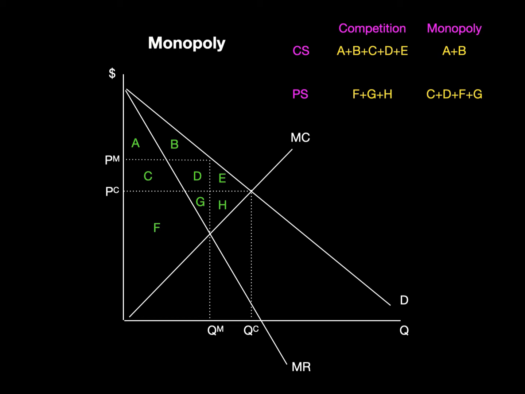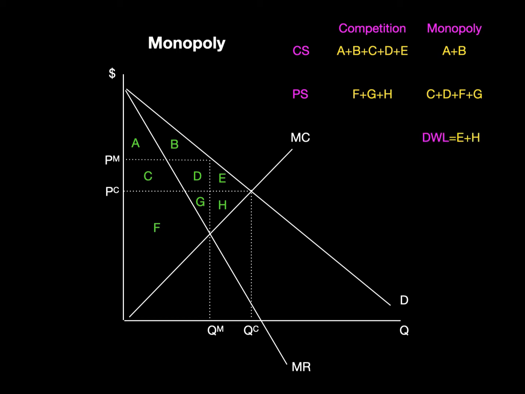When the single price monopolist maximizes profit, it produces less output and charges a higher price. Compared to the outcome in the competitive market, the monopolist transfers C plus D from consumers to itself as producer surplus. What is the deadweight loss from monopoly?